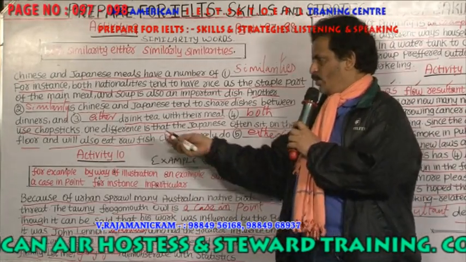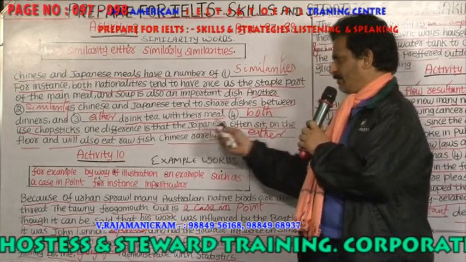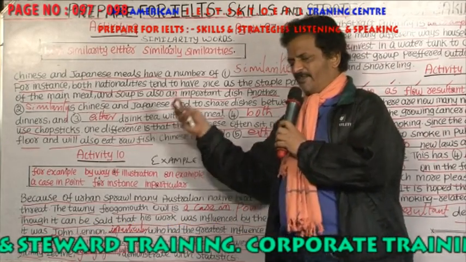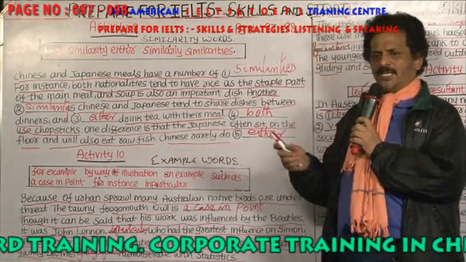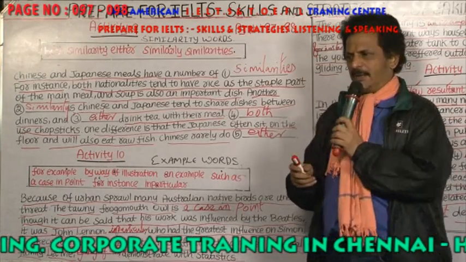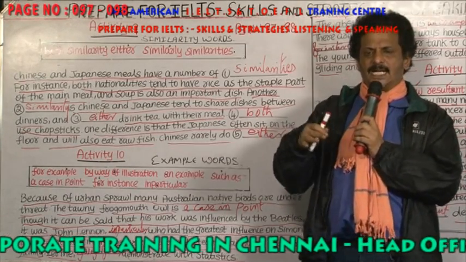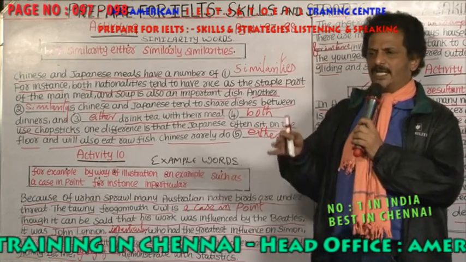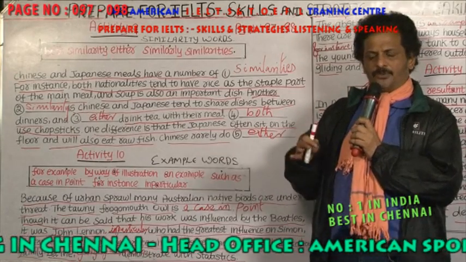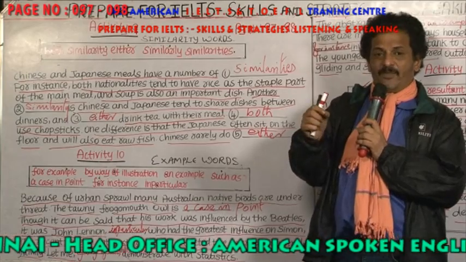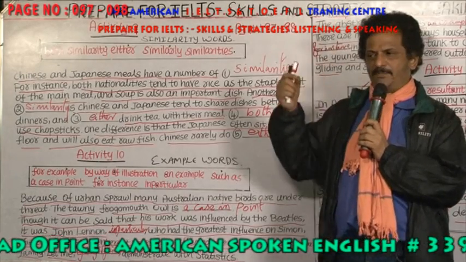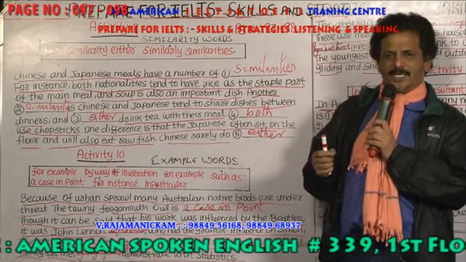One difference is that the Japanese often sit on the floor and will also eat raw fish. ஒரு வித்தியாசம் என்ன என்று பார்த்தீர்கள் என்றால் சைனாக்காரர்களுக்கும் ஜப்பான்காரர்களுக்கும், ஜப்பான்காரர்கள் தரையிலே உட்கார்ந்து சாப்பிடுவார்கள். ஜப்பான்காரர்கள் மீனை வேக வைக்காத பச்சை மீனை அப்படியே சாப்பிடுவார்கள். அது ஒரு முக்கியமான ஒரு நல்ல தன்மை.